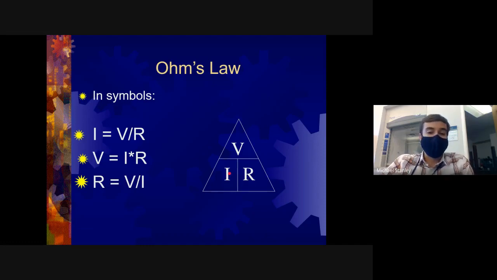So for example, if you want to know current, then you cover up current, and it says, okay, you do V over R, V divided by R, voltage divided by resistance. If you want to know voltage, you cover up the V, and it says, okay, you do I times R. So if they're next to each other, you do times. So V is I times R. And then finally, if you want to know resistance, if you cover up resistance, it says that resistance is equal to V over I, voltage divided by current.